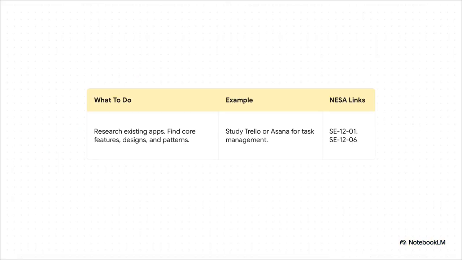Phase 1 is all about leveraging what's already out there. Before you write a single line of code, you need to do your research. Look at successful apps in the same space. So if you're building a task manager, you'd go study Trello or Asana. Figure out their core features, their layouts. This isn't cheating, it's smart reconnaissance. And it directly helps you justify your design choices for those all-important NESA outcomes.